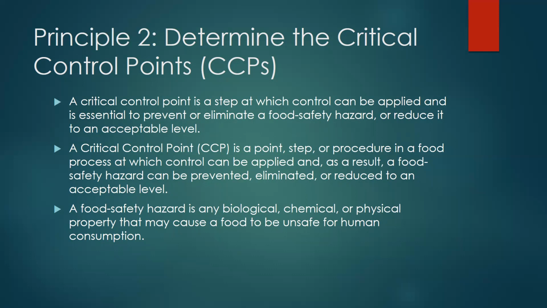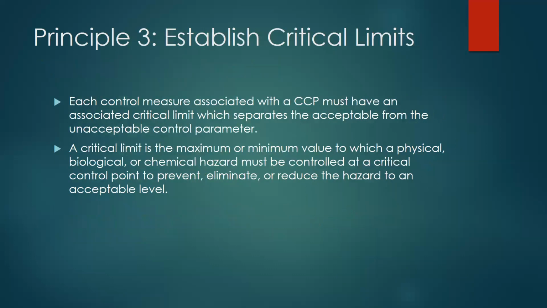And what are these CCPs? These are the points at which a control can be applied in order to prevent a particular food safety hazard or to reduce it to an acceptable level. The third principle is establishing critical limits.